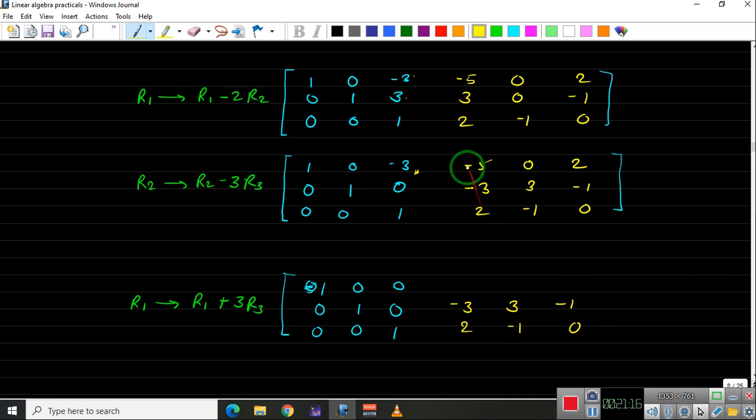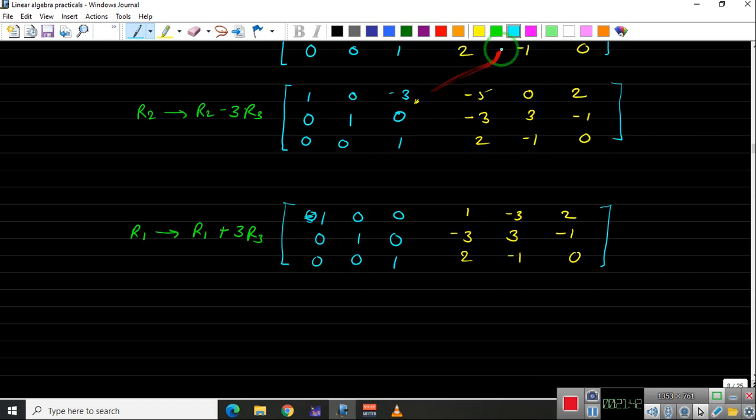Okay, so 3 into 2 is 6, minus 5 plus 6 will get 1. This is 0, and this is minus 3 plus add, we get minus 3, and 2, then this is 0, so it will be 2. And let's complete this matrix. Okay, so what we have done is we got this as 1 minus 3 2, minus 3 3 minus 1, 2 minus 1 0. Okay, and this is the identity matrix I, and this will be A inverse. Okay, so we have this identity matrix.